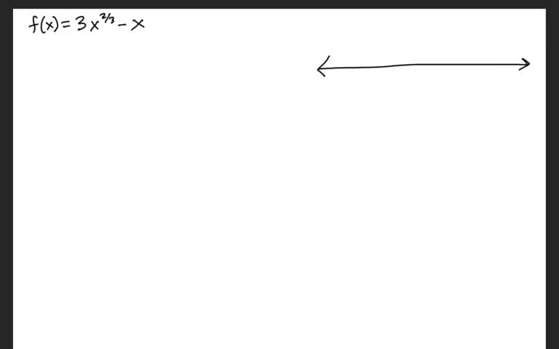We're going to find out if f prime of x is positive or negative in each region of the number line, and then determine whether that tells us f of x is increasing or decreasing. So let's find our critical points first. Critical points are where the derivative is equal to 0 or undefined. So let's find our derivative.